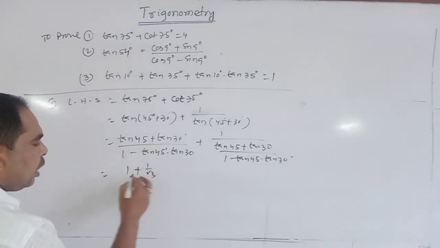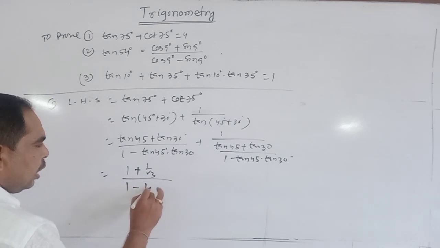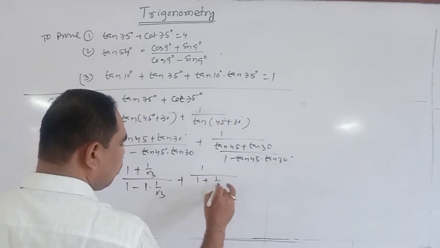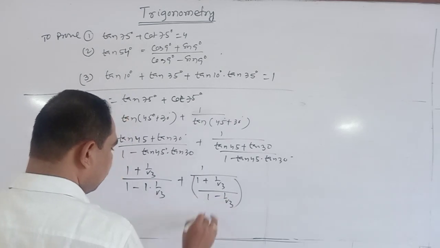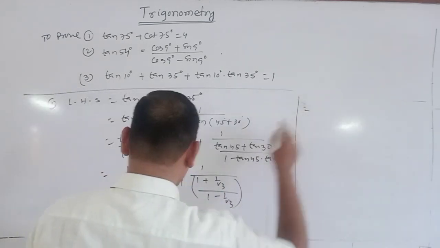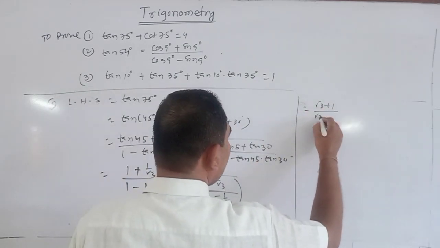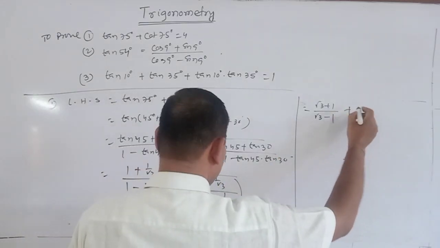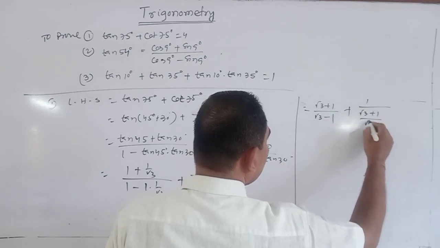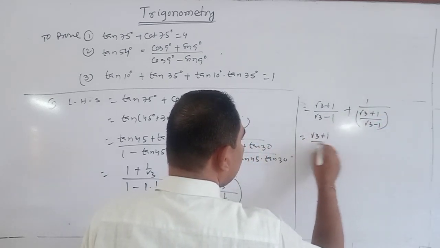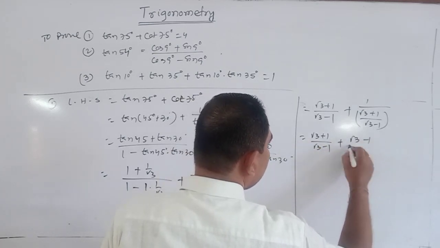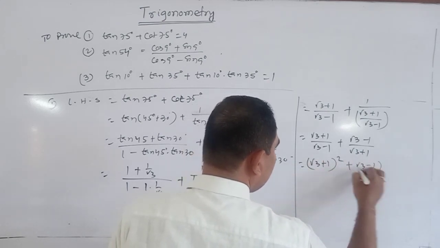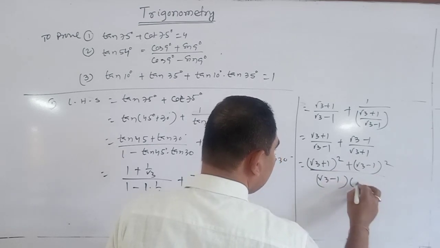This is 1 plus 1 by root 3 divided by 1 minus 1 into 1 by root 3. This is also 1 by 1 plus 1 by root 3 divided by 1 minus 1 by root 3. Okay, so this is root 3 plus 1 divided by root 3 minus 1, plus 1 by root 3 plus 1 by root 3 minus 1. So it is equal to root 3 plus 1 by root 3 minus 1 plus root 3 minus 1 by root 3 plus 1. Taking the LCM, this is root 3 minus 1 whole square plus root 3 plus 1 whole square divided by root 3 minus 1 into root 3 plus 1.